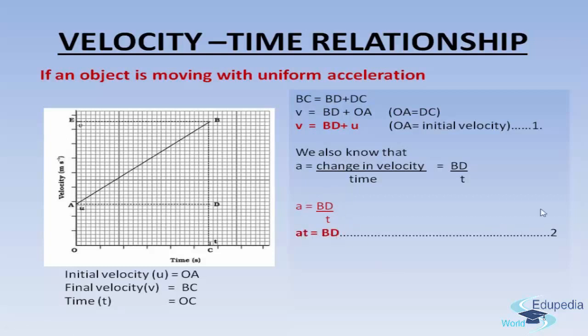So I get two equations here, right? And I substitute this value of BD in the first equation, in this equation 1. So what I get is final velocity is equal to U plus aT, that is initial velocity plus acceleration into time. This equation is one of the equations of motion, right? This is the derivation of one of the equations of motion, which is final velocity is equal to initial velocity plus acceleration into time. And this equation has been obtained by the velocity-time relationship, right?